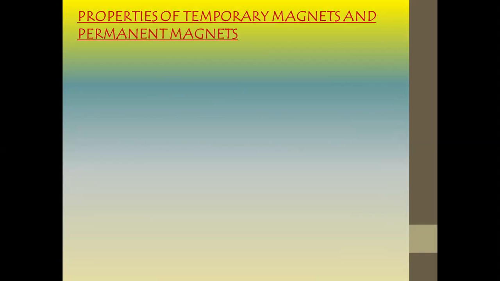Properties of temporary magnet and permanent magnet. Temporary magnets are the magnets which have their magnetic properties for a very short period, while permanent magnets have their properties permanently.